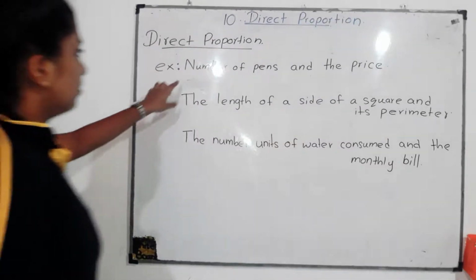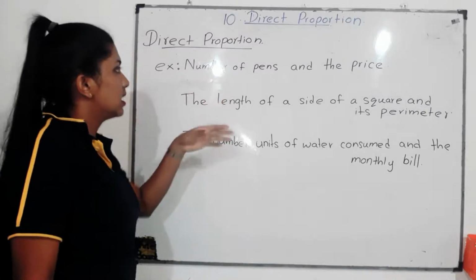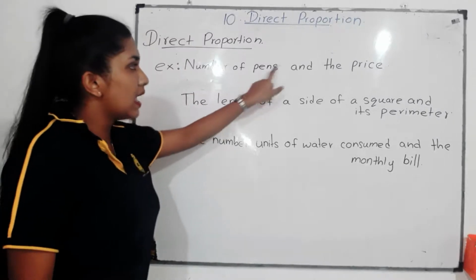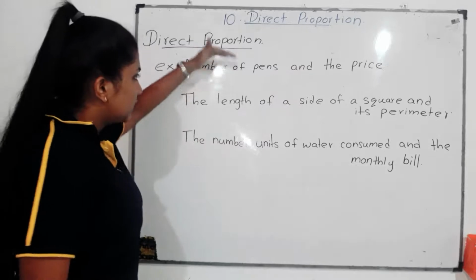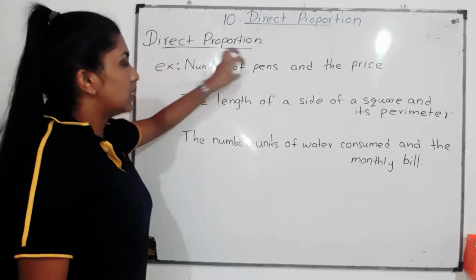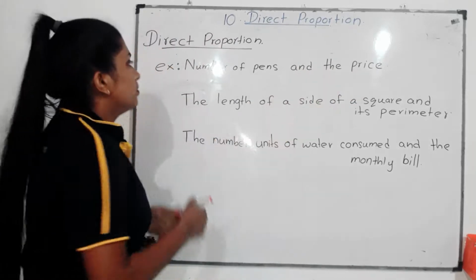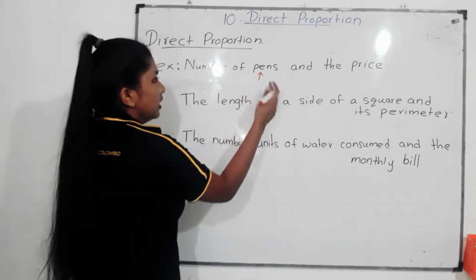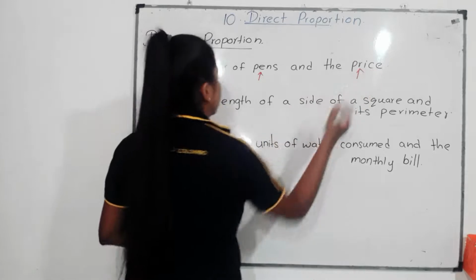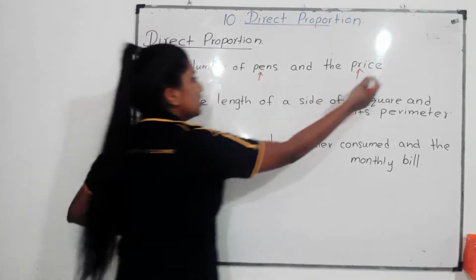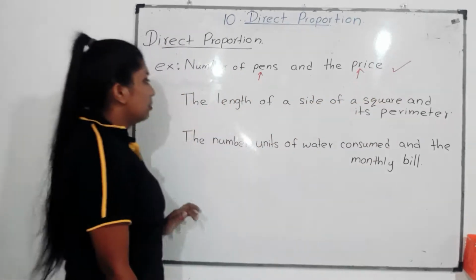Next thing, let us discuss some examples. Number of pens and the price. First we can increase this quantity, the number of pens. When the number of pens increases, what happens to the price? It increases. When we increase this quantity, the price also increases. Then this is a direct proportion.